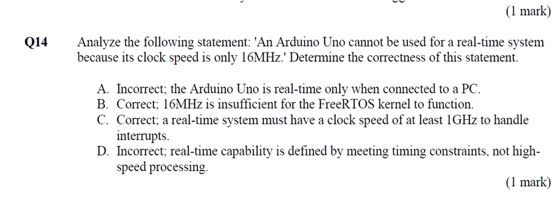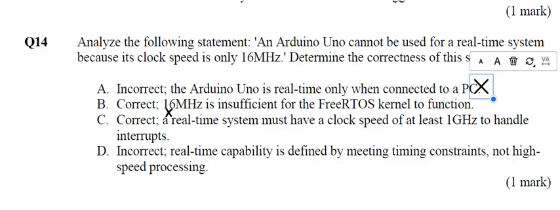Next question, analyze the following statement. An algorithm cannot be used for a real-time system because of its clock speed only. Determine whether this is correct or not. Incorrect. Arduino Uno is a real-time system only when it connects to a PC. Remember, to claim a real-time system, it needs to fulfill two: the logical and also temporal correctness. Connecting to a PC does not make it a real-time system, so it's wrong.